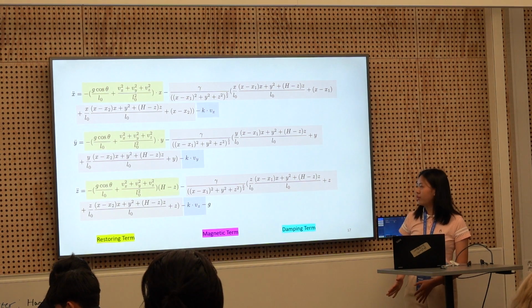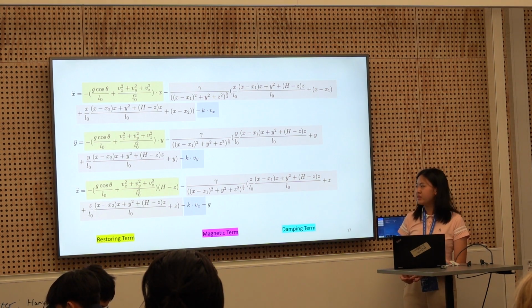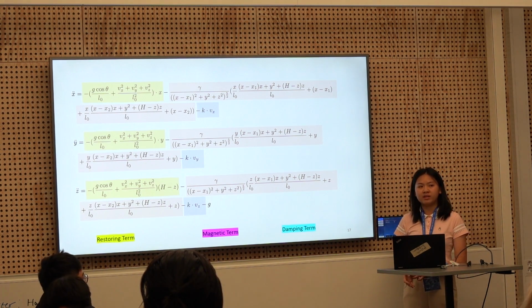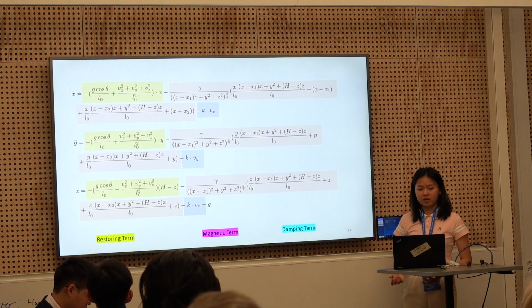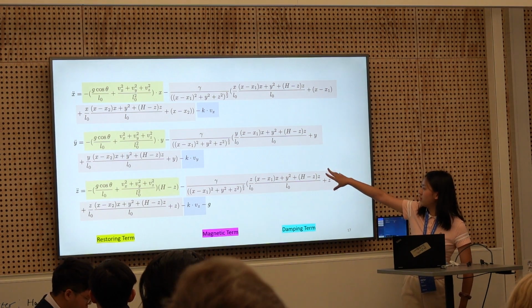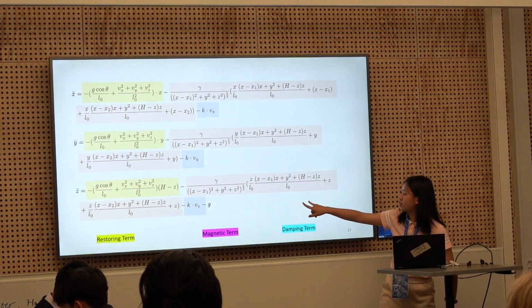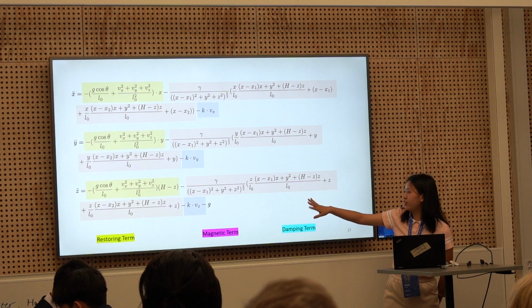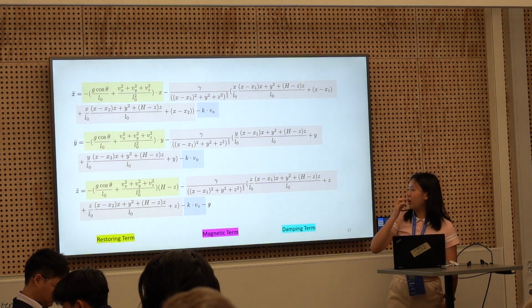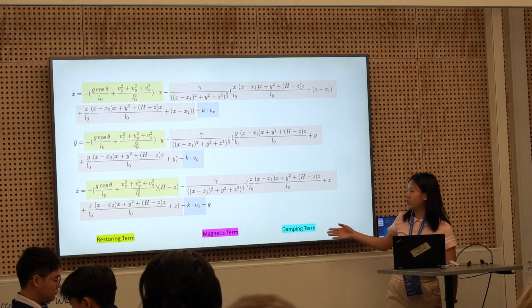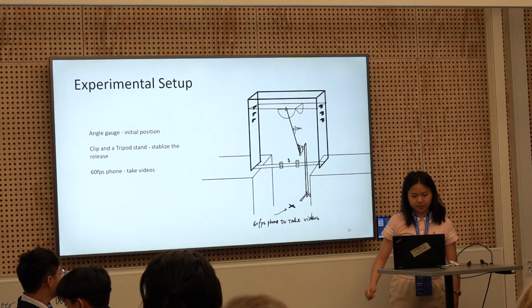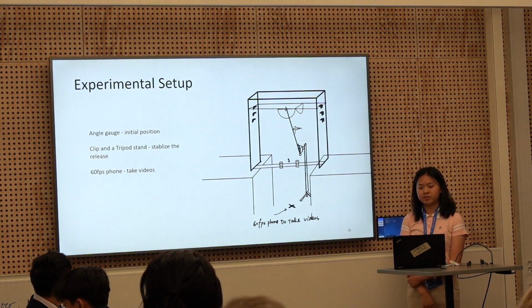The case we talked about previously is only one magnet added. If we add two magnets, we just do superposition, and it will look like this: just two magnetic terms added, and nothing different about the others. It looks like this, which is still formed by these three terms. So we can move on to the experimental part.